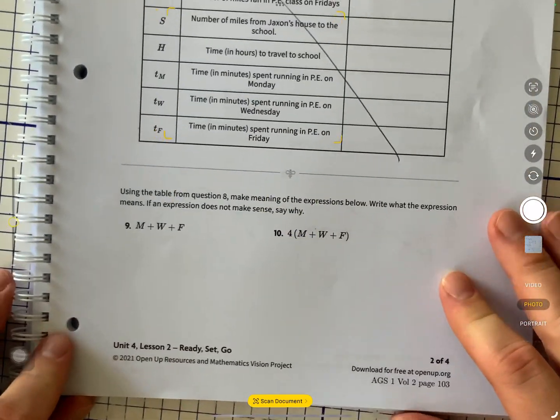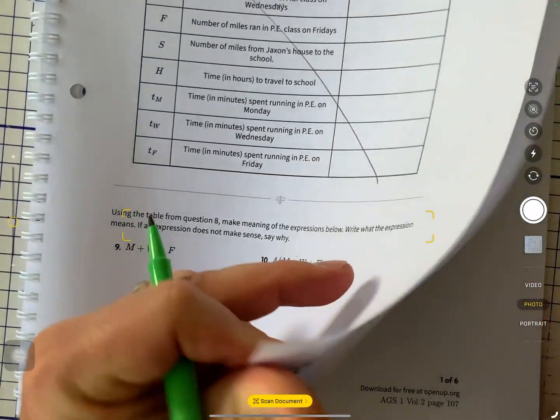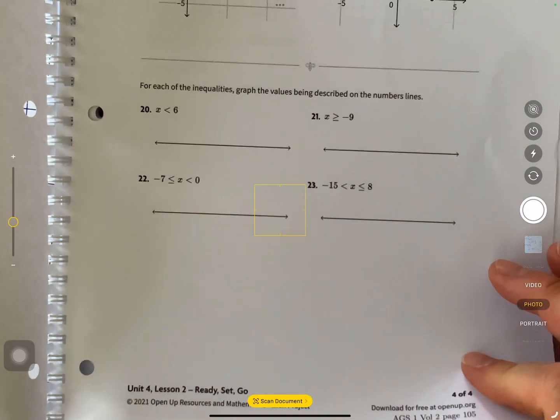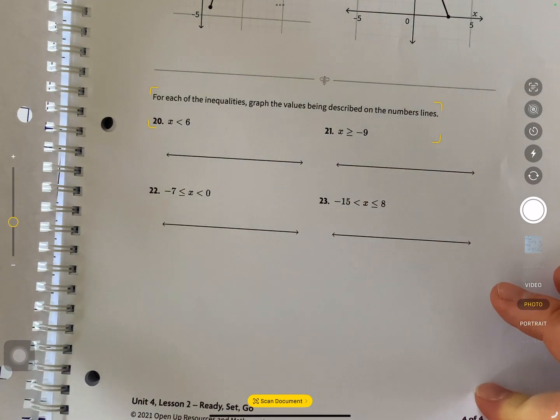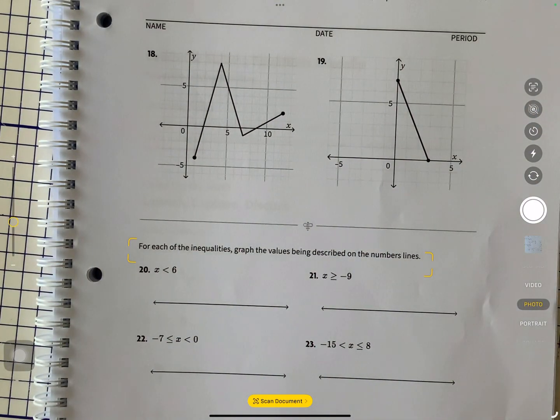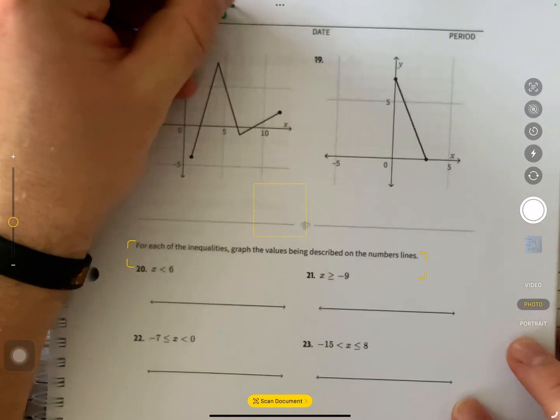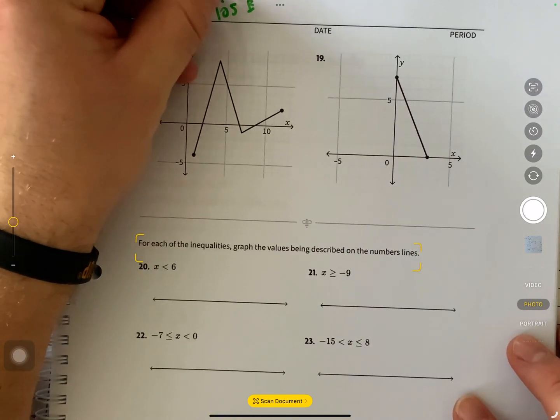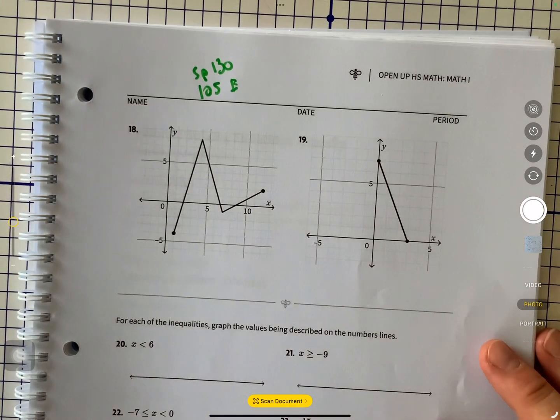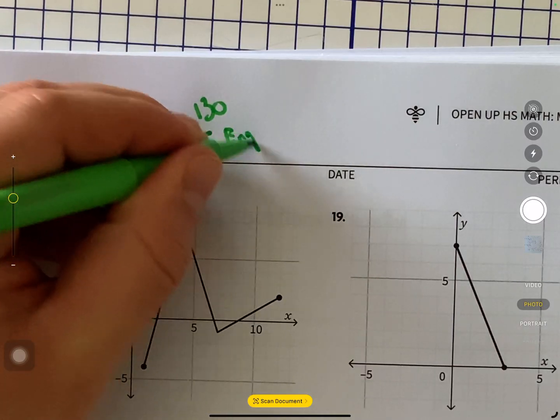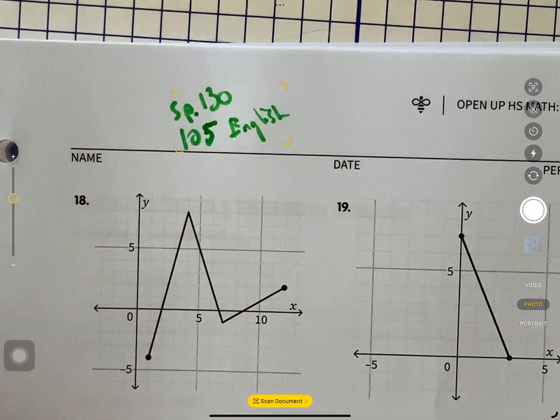Let's go down to, let's see what page is good. Find the domain and range, find the domain and range. We can skip 16, 17. Let's go to page 105 in the English one. Spanish, that is 130. So 105 English and Spanish is 130.